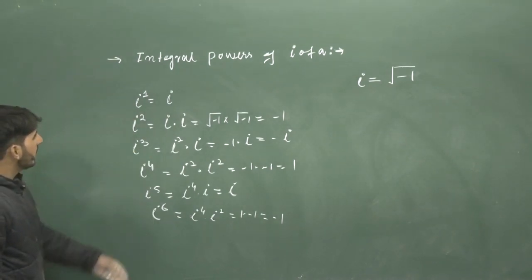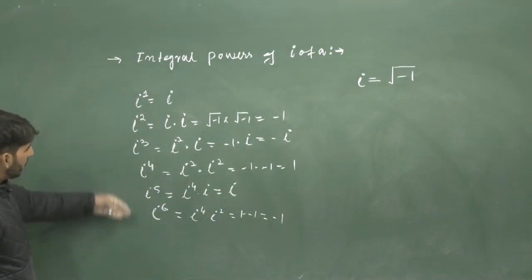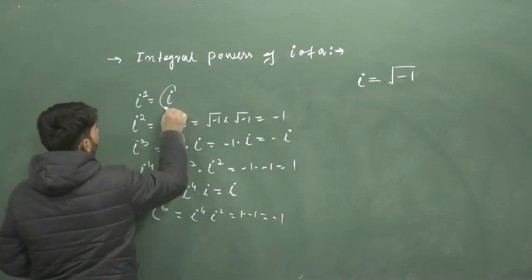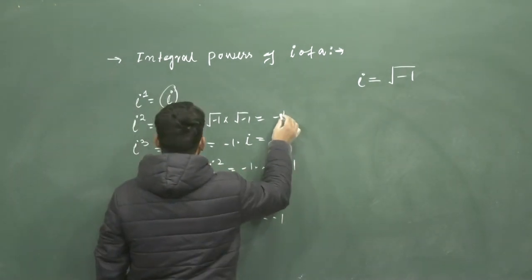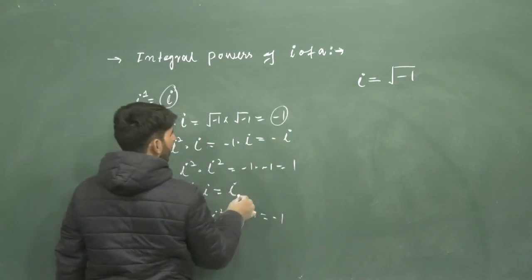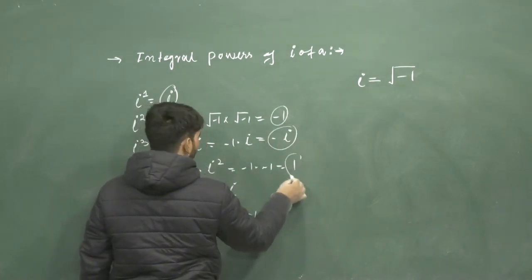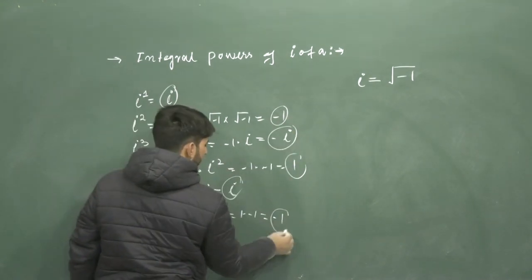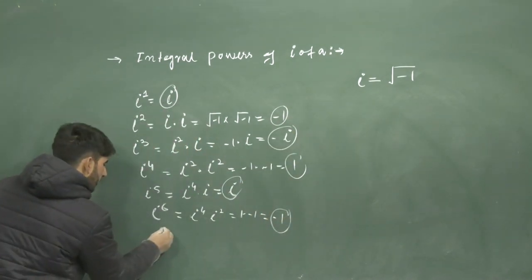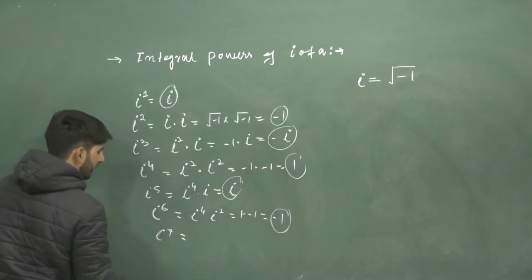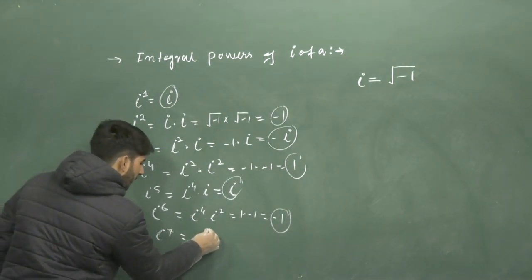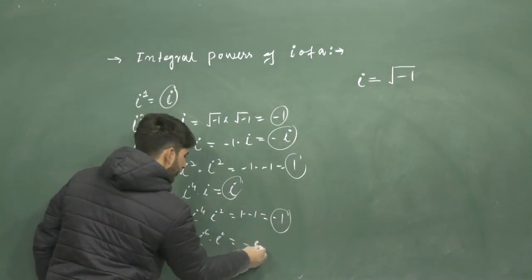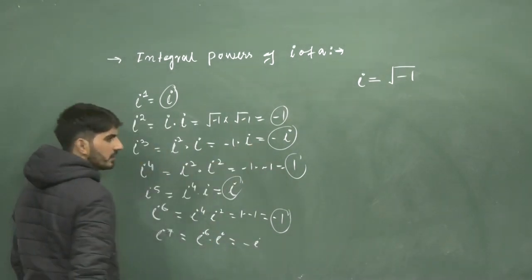So repeating the same process, increasing the powers of iota: this is iota power 1, this is iota; iota power 2, this is minus 1; iota power 3, this is minus iota. Again, the value is iota, and the same, iota power 6 is minus 1. If we find the value of iota power 7, this is iota power 6 into iota. Iota power 6 is minus 1, so that is minus iota, which is this.